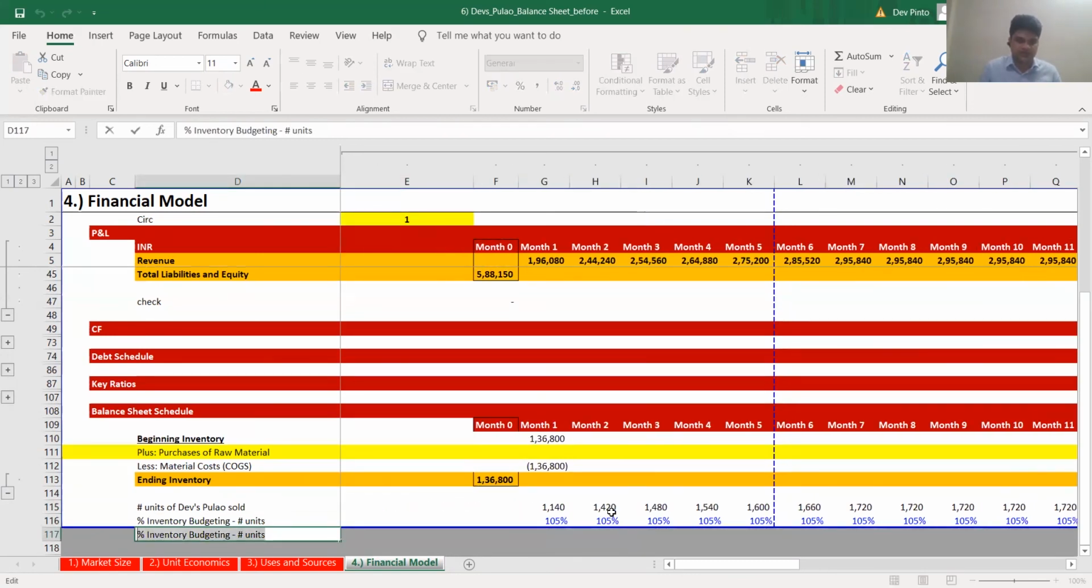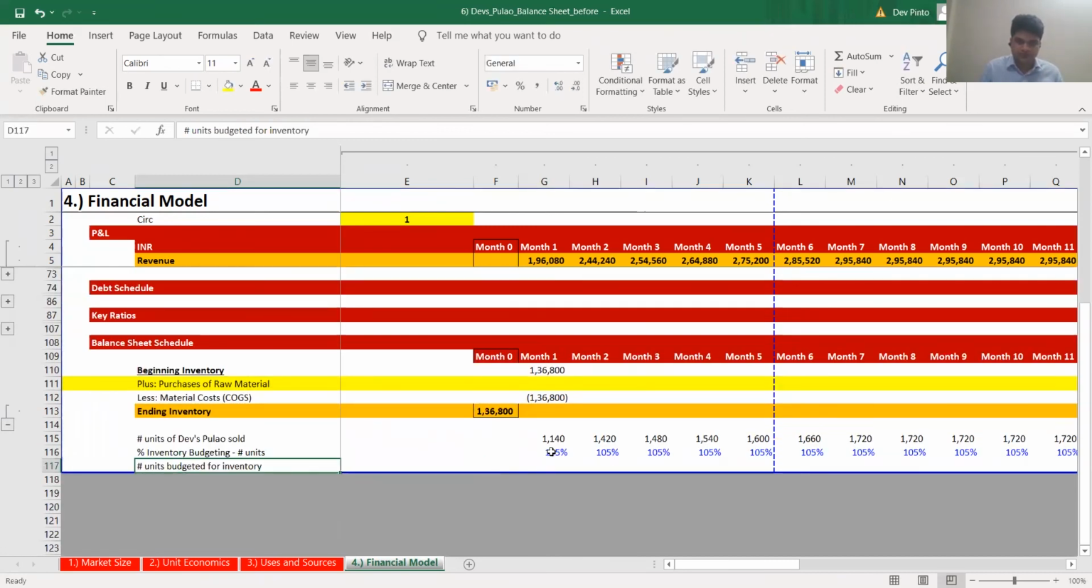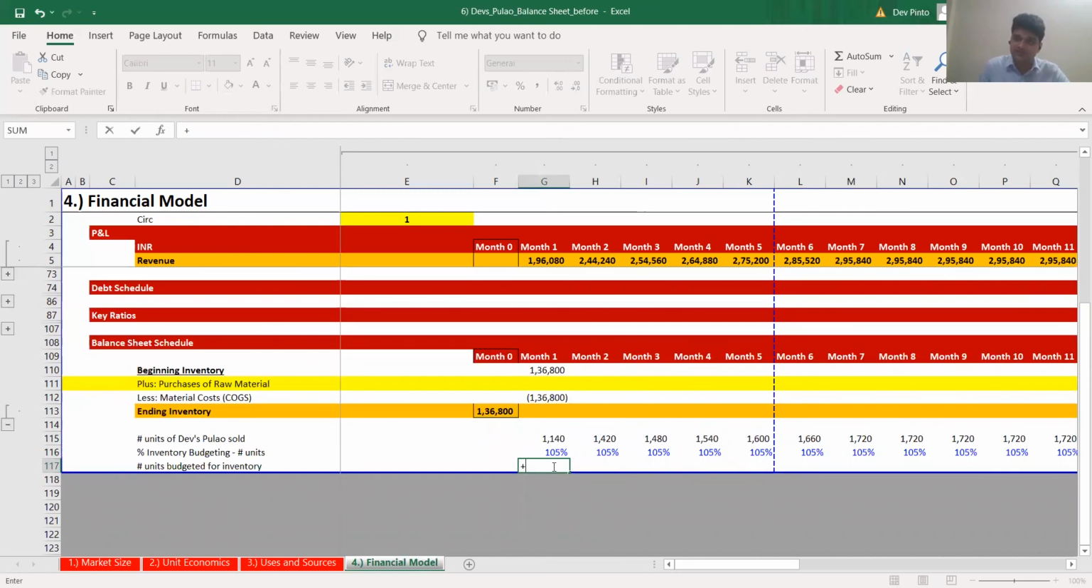Let's come up with another item called number of units budgeted for inventory at the end of month 1. When I've sold all of this inventory, I need to buy new inventory. And I believe that I will be able to sell around 1420 units of Dave's Pulao. I don't know what the exact figure is. I think it will be close to this, but it could have a 5% upside increase. So I'm budgeting for that over here, it's 105. So the number of units at the end of month 0 that I think I'm going to buy to be able to produce units next month is going to be this into this, right?